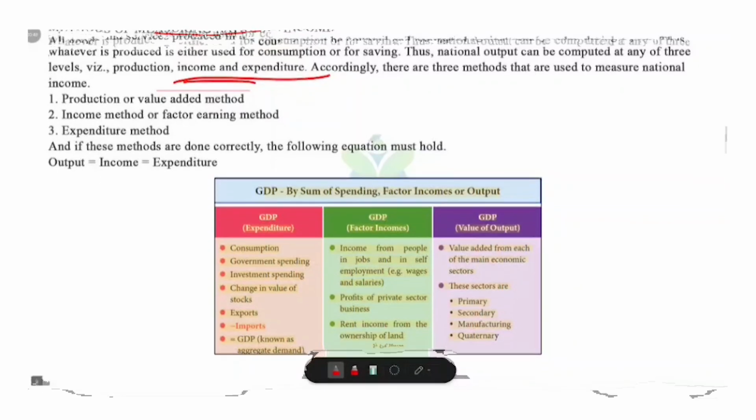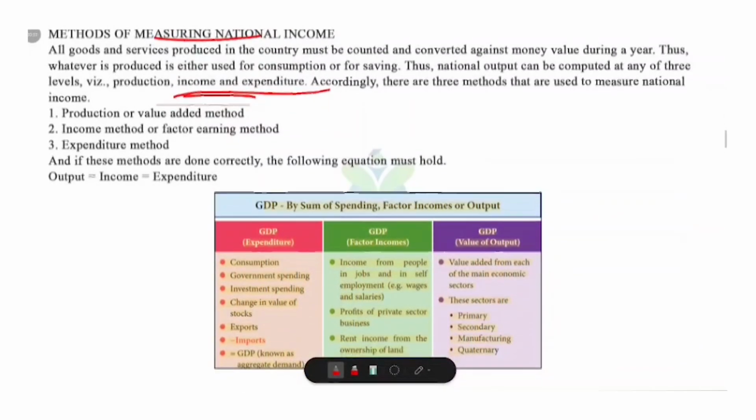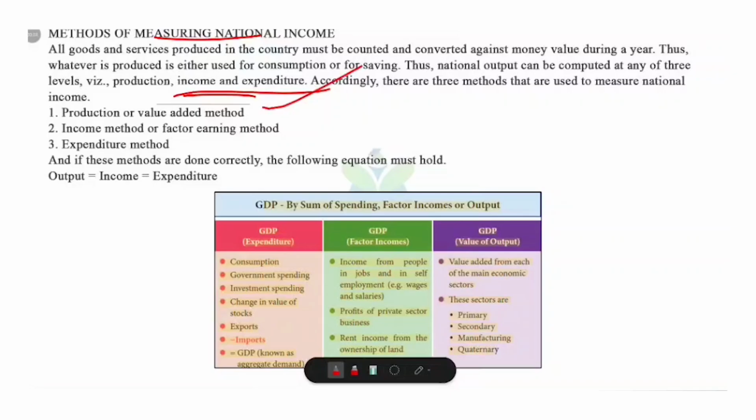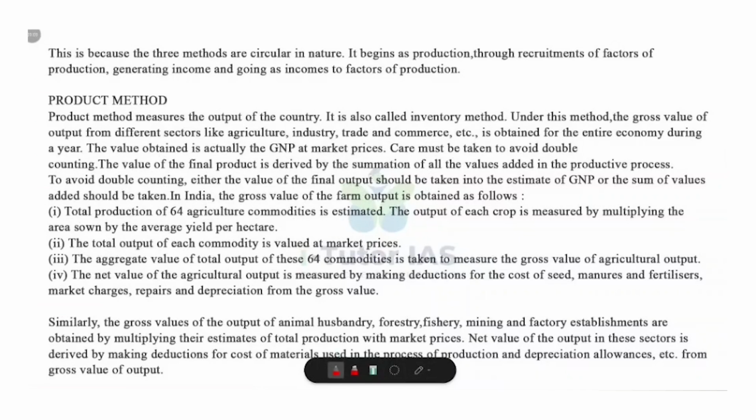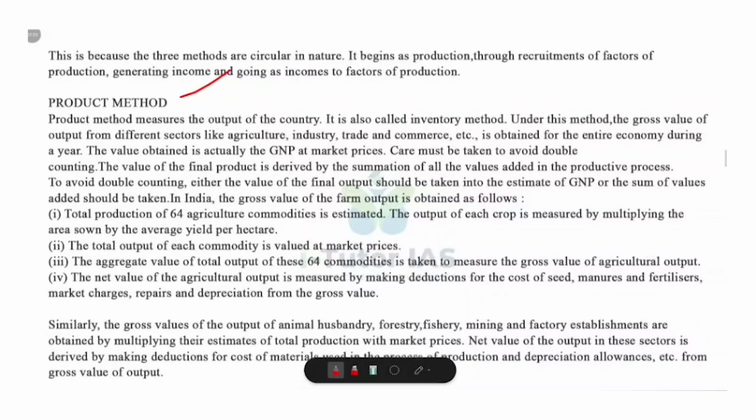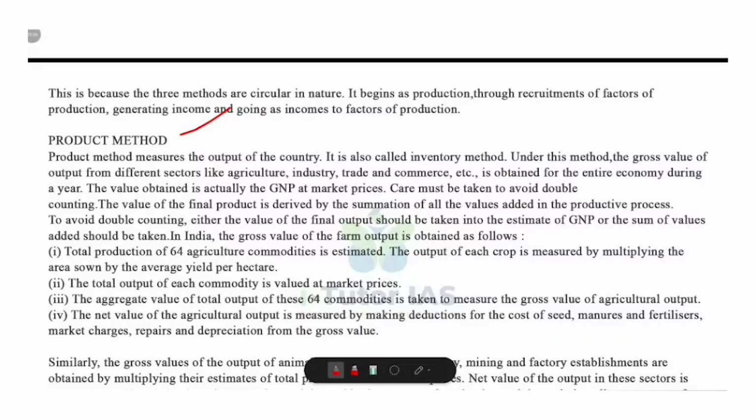So, let's look at the different methods from which we can calculate national income. We can use production method, income method and expenditure method. Okay, first production method or value added method. So look at the value of goods and services produced. So we can add up the value added at each stage of production to avoid double counting.